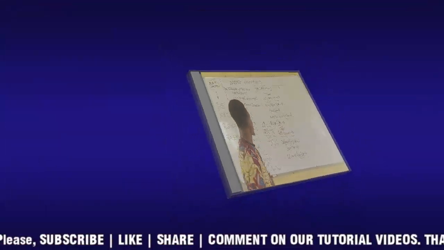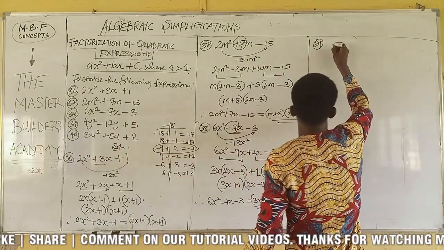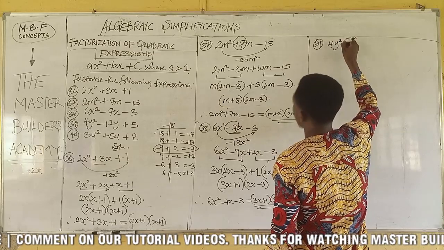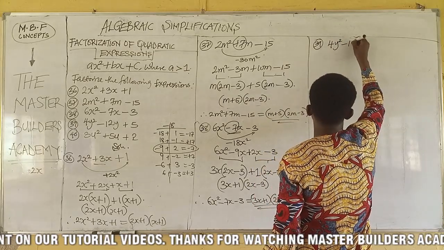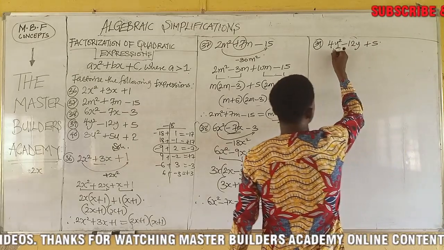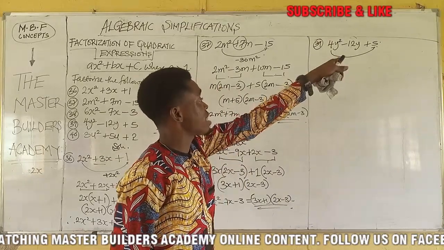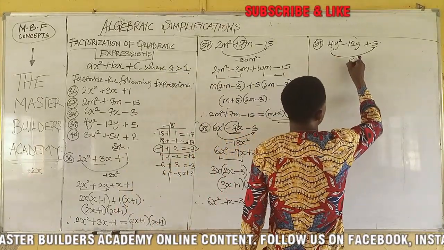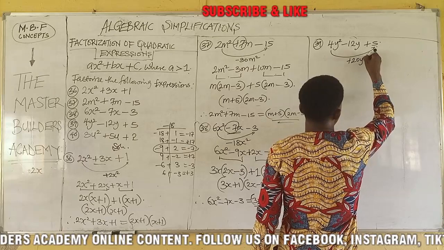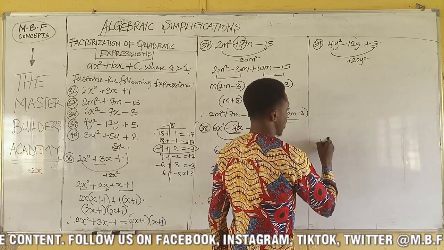Now we want to look at question 39. And in question number 39, we have 4y squared minus 12y plus 5. The same thing we do, guys. This multiplies the constant. Now, when this multiplies the constant, we are going to have plus 20y squared. So, guys, let's look for the factors of 20. Now, this is plus 20.